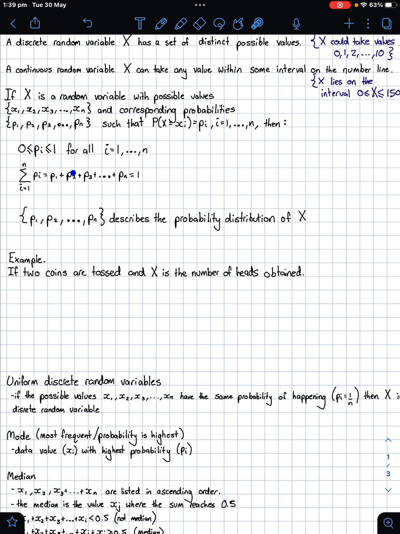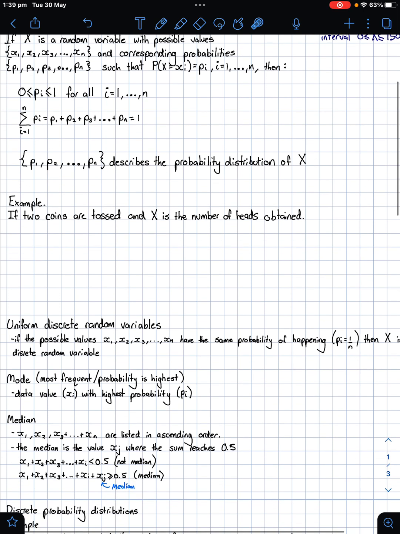We've got heads or tails. They would add up to 1. So your total probability has to equal 100%. All the outcomes have to be accounted for. And then the probabilities in this set describe the probability distribution of X. Now that's a lot, and doesn't make a whole lot of sense yet.